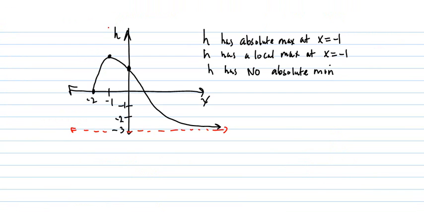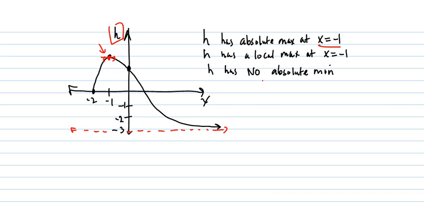Here's another function h. It has an absolute or global max at x equals -1 right here. It achieves that max value and there is no higher value, so that makes it a global or absolute max. It also has a local max there because around that point close in there are no values higher, so that is indeed also a local max.